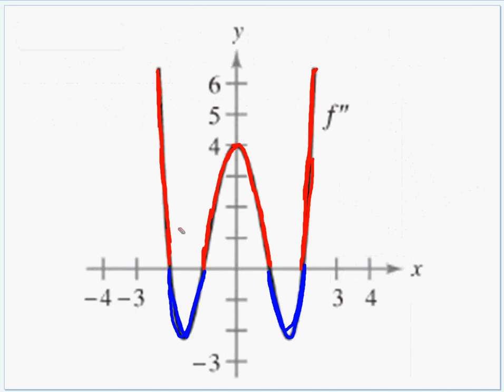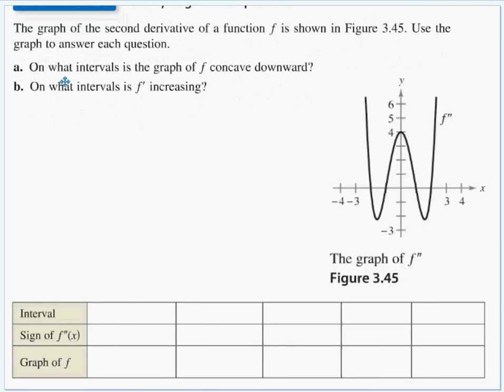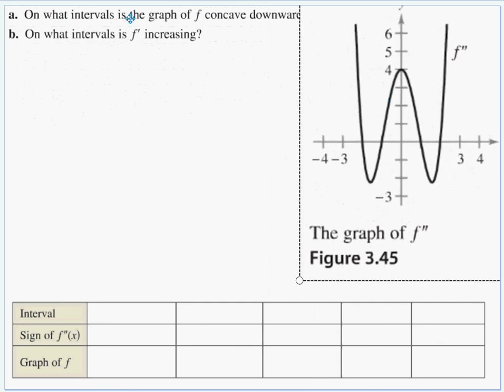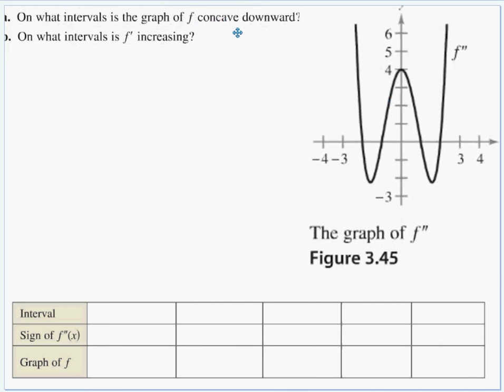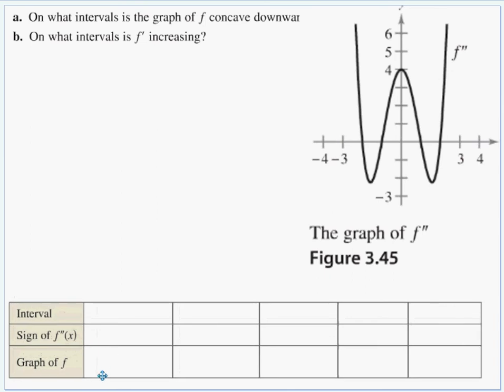The red parts are where f double prime is positive. The blue parts are obviously where it is negative. So here it says, on what intervals is the graph concave down? And on what intervals is the original function's first derivative, f prime, increasing? So let's check out our table here below.